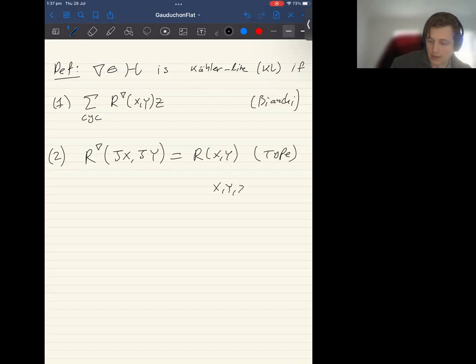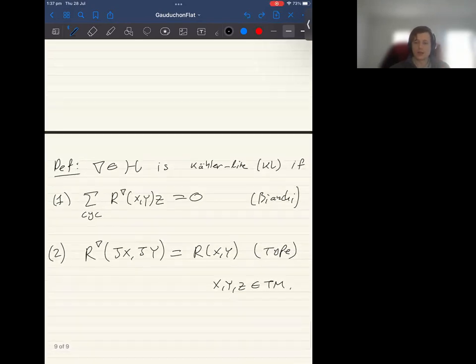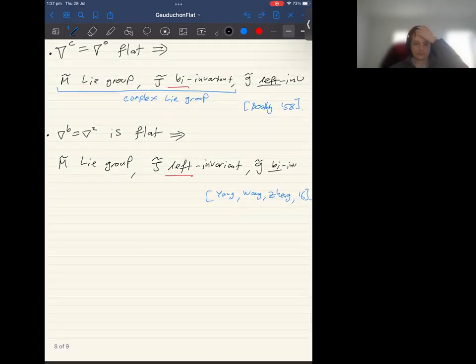This is for X, Y, Z, W. Okay, so sorry, this should be equal to 0, right? So we ask it to satisfy the Bianchi identity and this type condition. And that's because these two conditions are precisely satisfied by the Levi-Civita connection of a Kähler metric, okay? And notice that if it's flat, then it's Kähler-like, right? If this is 0, then that's 0, and this is 0, this is 0, then it's trivial, okay? So this is a more general condition to study. So one can also ask what happens if Hermitian metrics are Kähler-like.